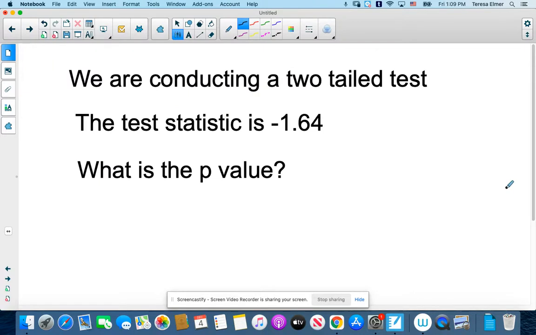So the p-value is actually 0.0505 in the left tail and 0.0505 in the right tail. So we end up getting 0.1010 for our total p-value.